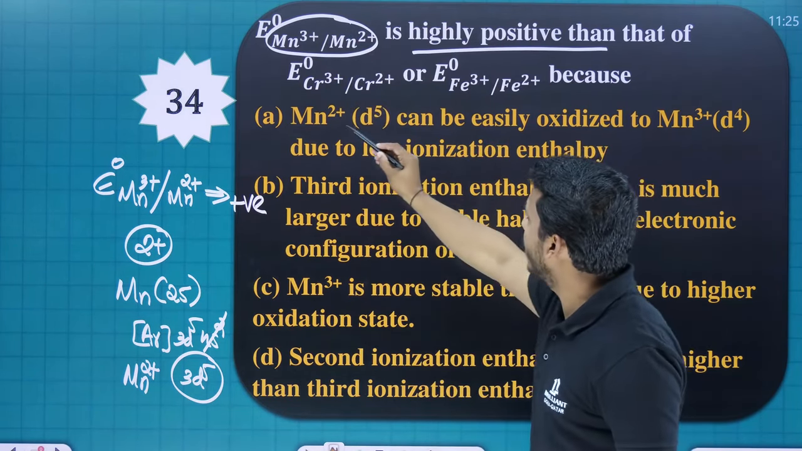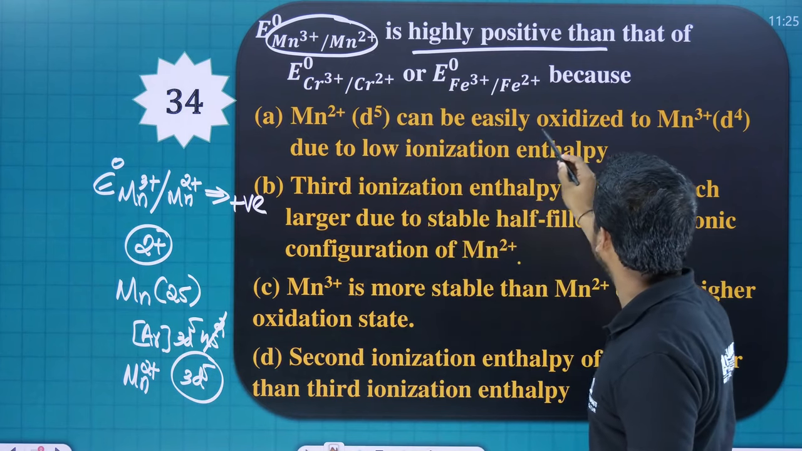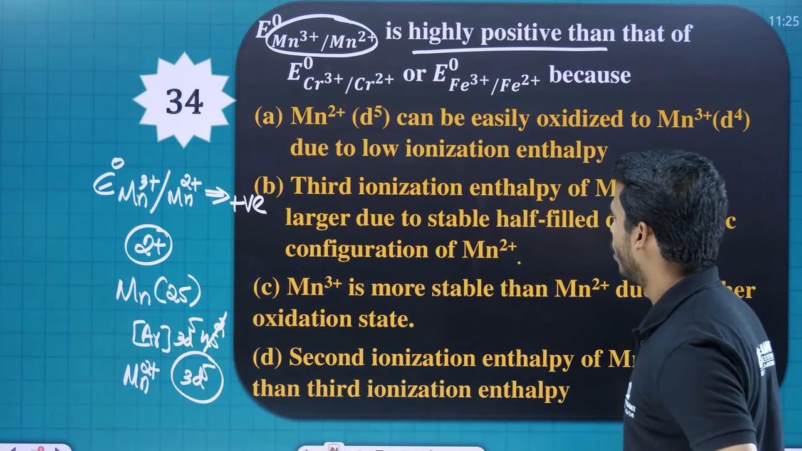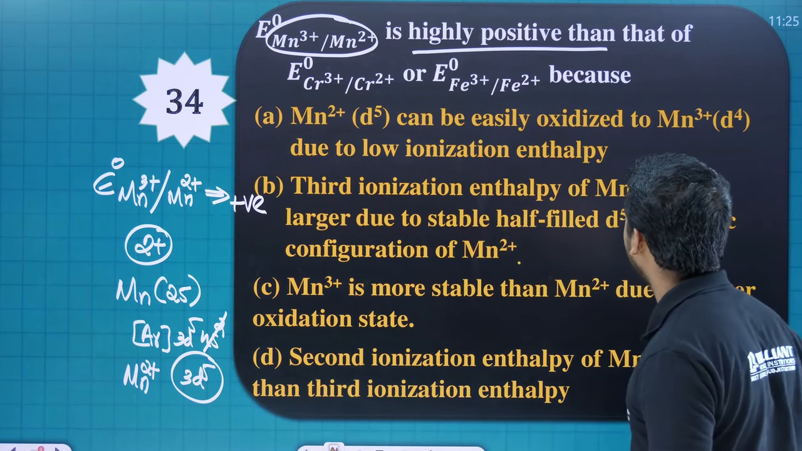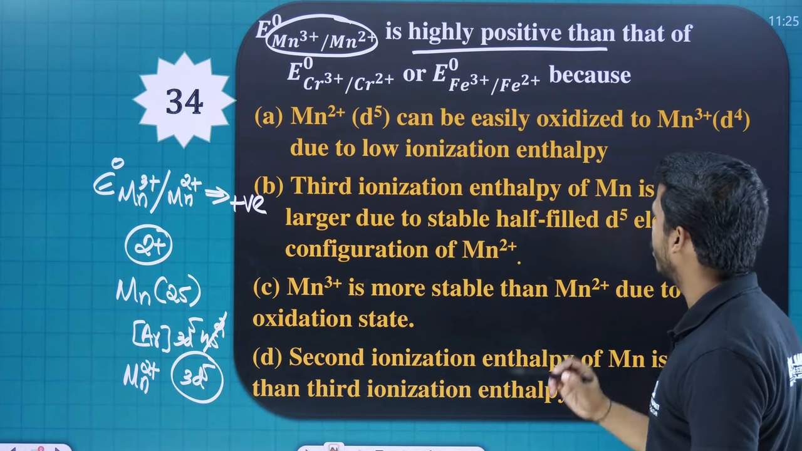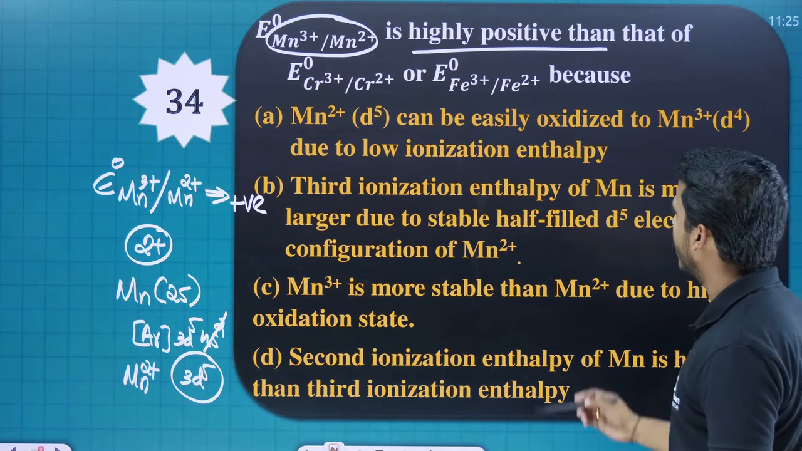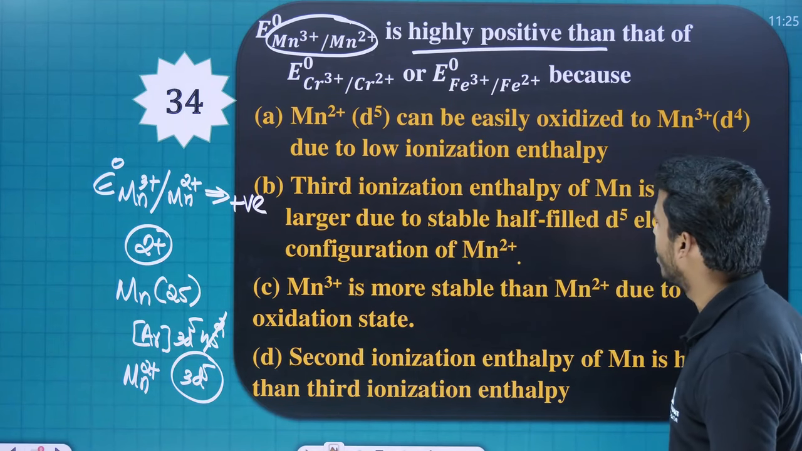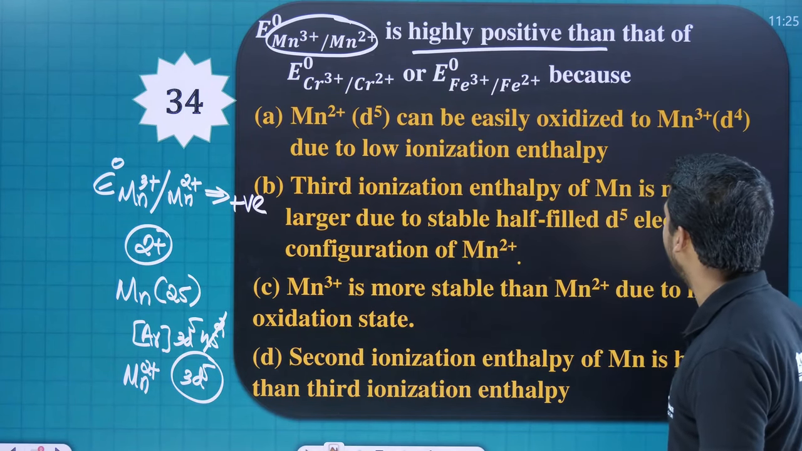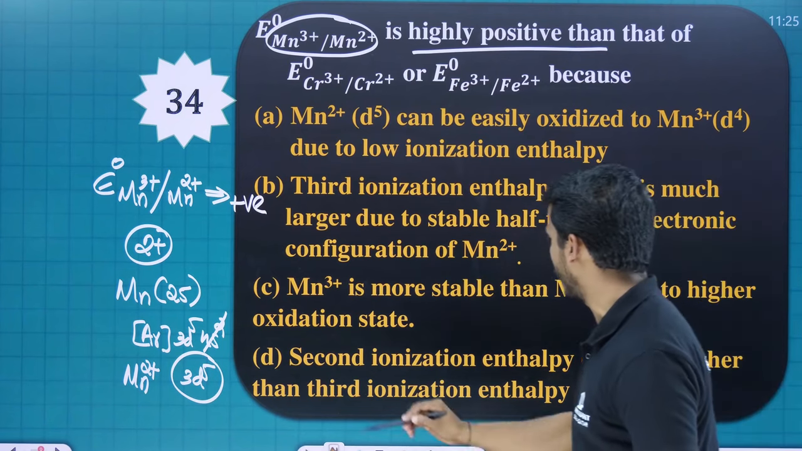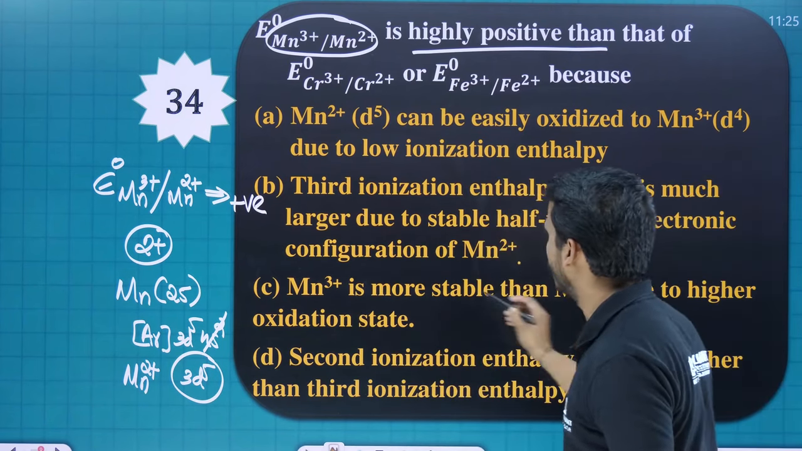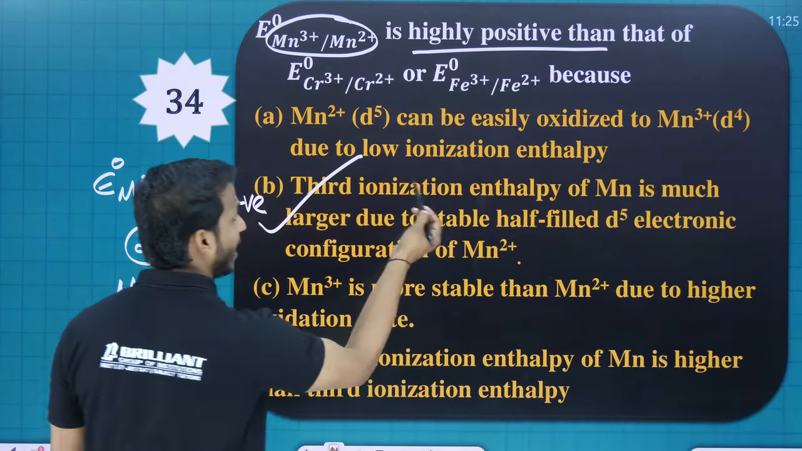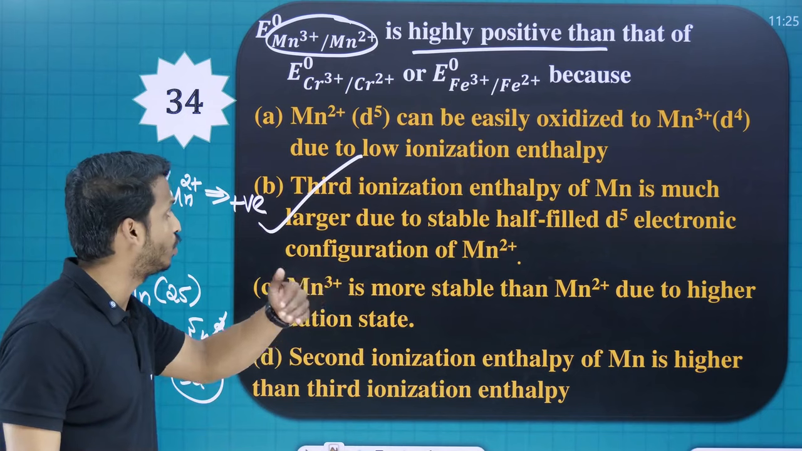So what you can say: Mn2+ with d5 can be easily oxidized to Mn3+ d4 due to low ionization? No. The third ionization enthalpy of Mn is much larger due to the stable half-filled d5 configuration of Mn2+. Yes, Mn3+ more stable? No. Option B. What is that point? The third ionization enthalpy of Mn is much larger.